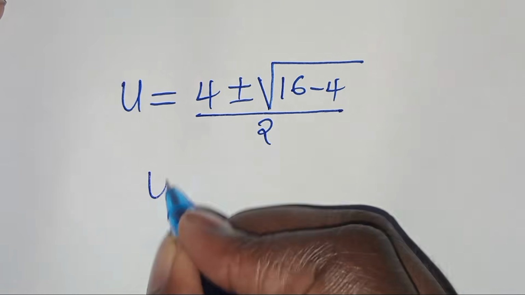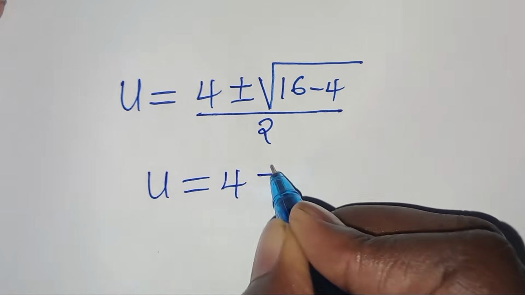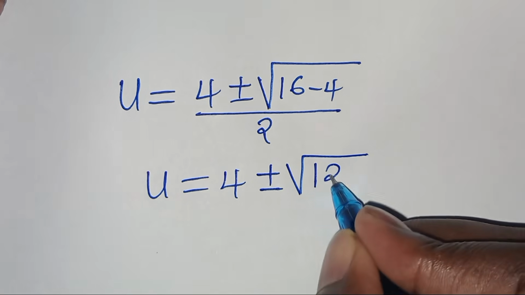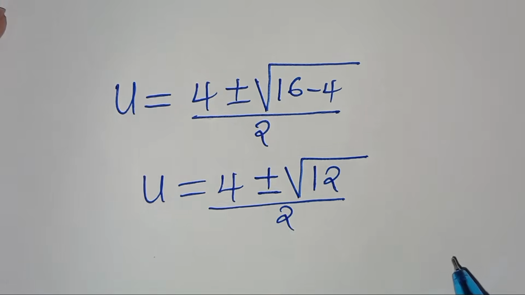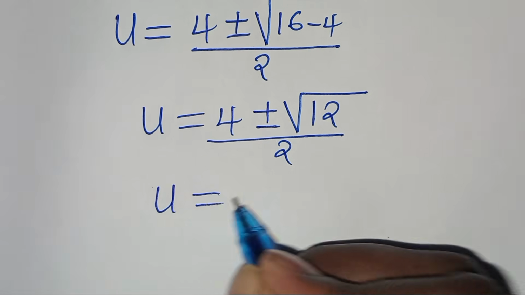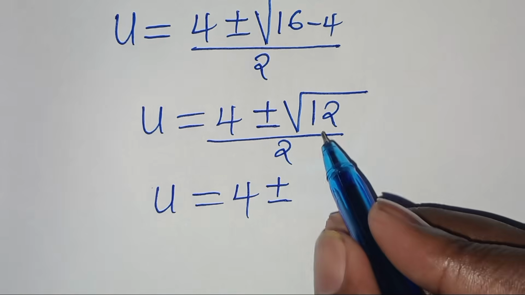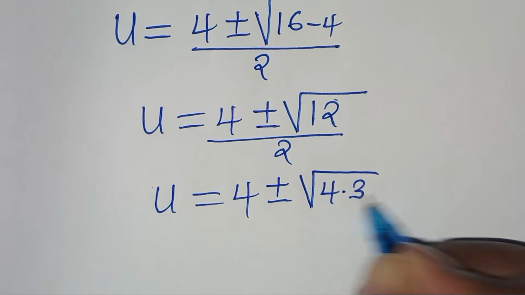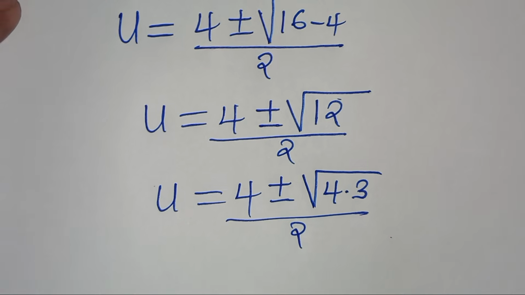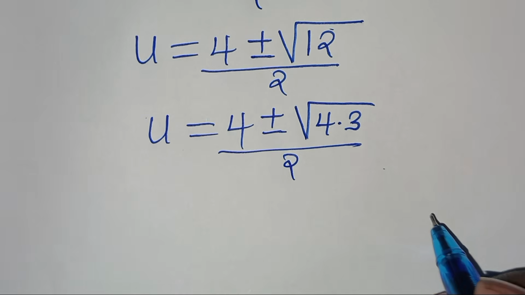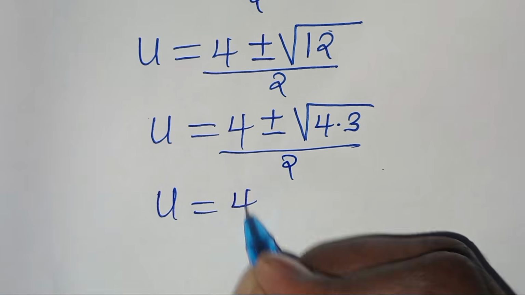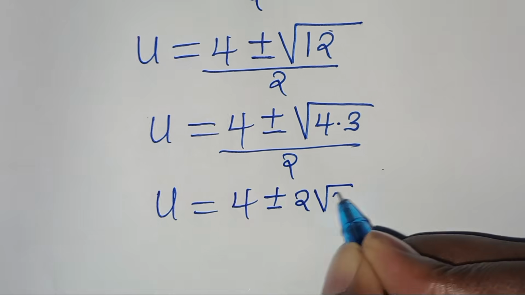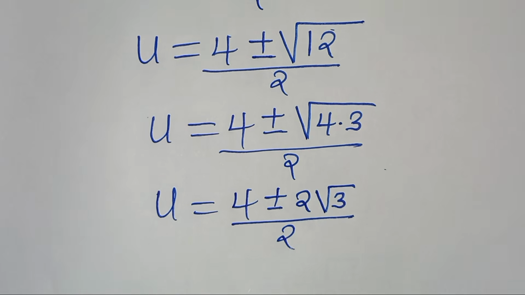Now we have that u is equal to 4 plus or minus the square root of 16 minus 4, which is 12, divided by 2. Now u is equal to 4 plus or minus the square root of 12, and we can express the square root of 12 as the square root of 4 multiplied by 3, divided by 2. So u is equal to 4 plus or minus the square root of 4, which is 2, square root of 3, divided by 2.